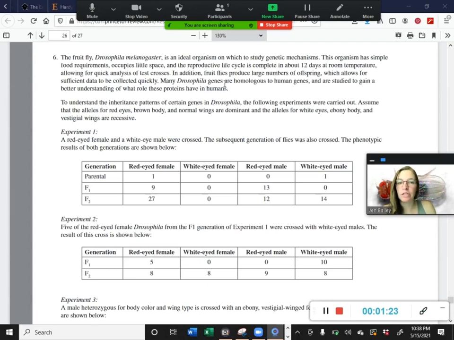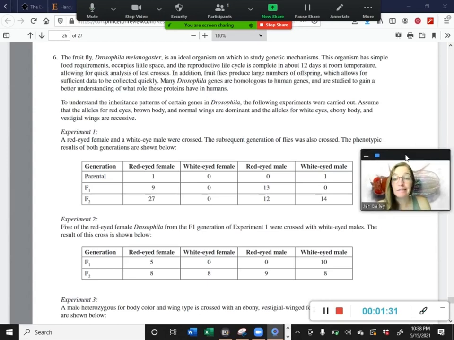Many Drosophila genes are homologous to human genes and are studied to gain a better understanding of what role these proteins have in humans. So basically, they gave you some background there. Some of that stuff you should already know, being an AP biology student. Okay, so they're just getting you oriented there. They mentioned test crosses right here. We should automatically be thinking about our squares, right, and our alleles and how we can combine them in dihybrid crosses. Okay, so that should click on.